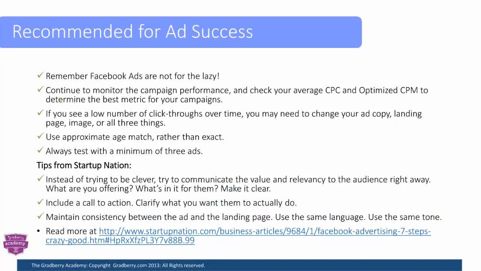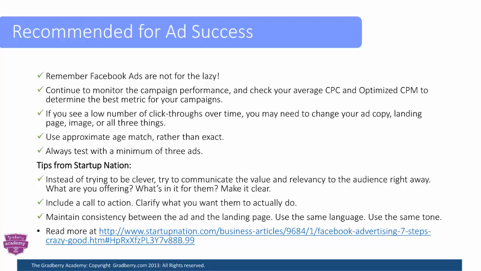So what else is recommended for ad success? Remember, Facebook ads are not for the lazy. At the end of the day, you need to continue to monitor the campaign performance and check your average CPC and optimized CPM to determine what is the best metric for your campaigns. It might be, in the case of your campaign, optimized CPM might perform better than average CPC. So what you want to do is calculate the cost per desired action and run 2 campaigns. You can run 1 campaign on CPC and 1 campaign on CPM, and then look at the click-throughs for both and compare.